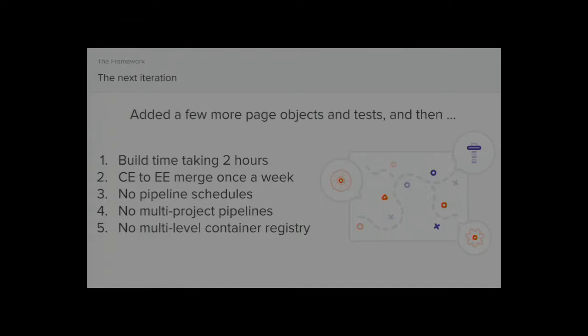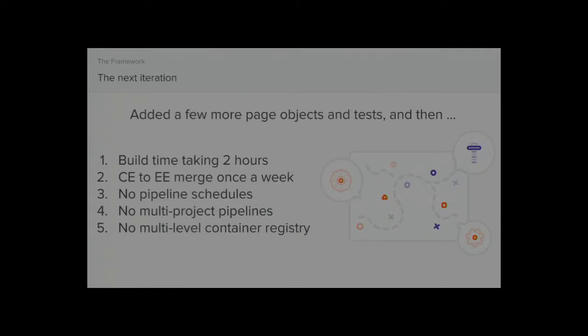In the next iterations, we added some page objects. We implemented new tests, and then we encountered the first major problem, like build time taking almost 2 hours to build a GitLab package and Docker image that we later wanted to test. So we thought that maybe we can run tests against nightly builds in nightly pipelines, but a feature like pipeline schedules was missing. Also other features that we could use, like multi-project pipelines or multi-level container registry images, were missing.